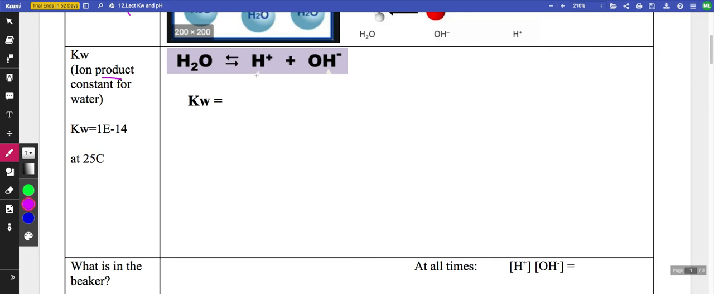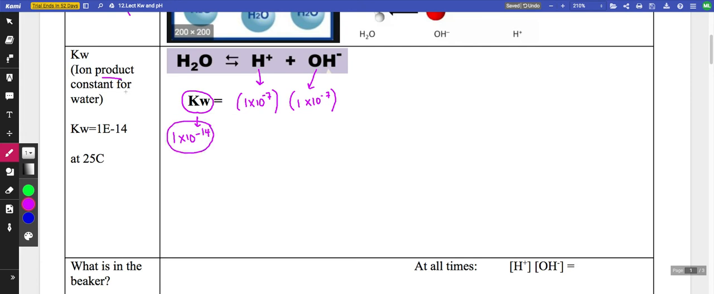If you multiply those two numbers, the molarity of H plus is 1 times 10 to the negative 7 at 25 degrees Celsius. The molarity of hydroxide is also 1 times 10 to the negative 7 molar. You will get a number that is called Kw. That number is 1 times 10 to the negative 14. You multiply these two numbers. Rule in math: when you multiply numbers, you add the exponents. So negative 7 plus negative 7 is negative 14. Kw.